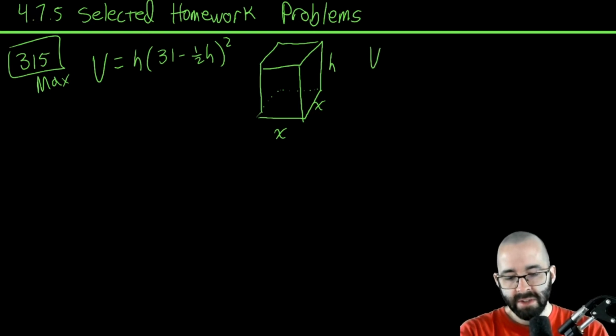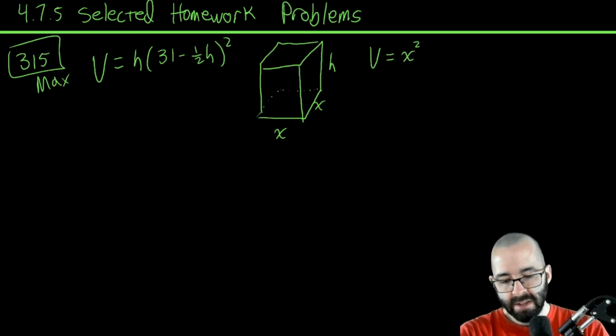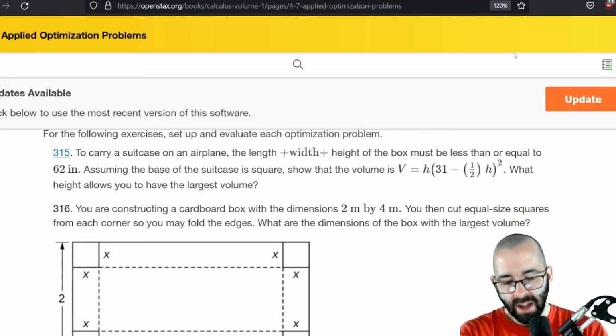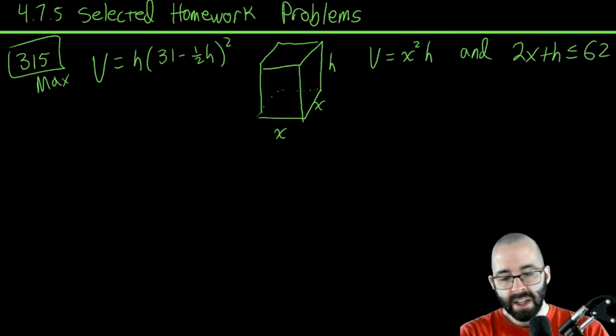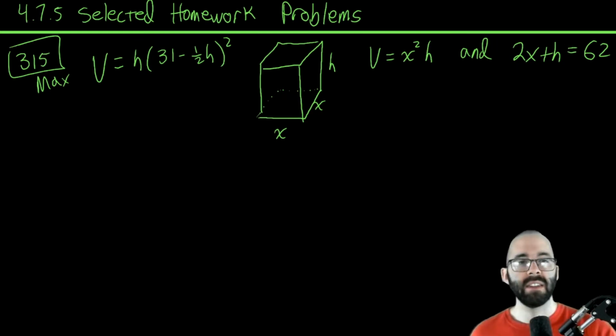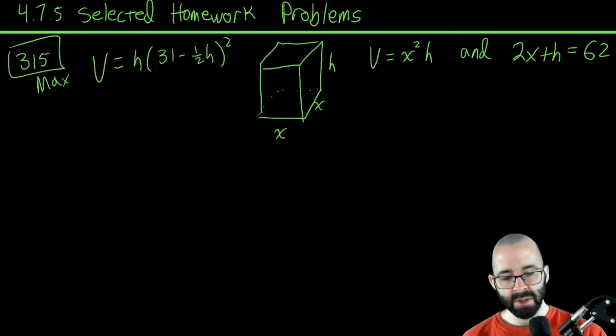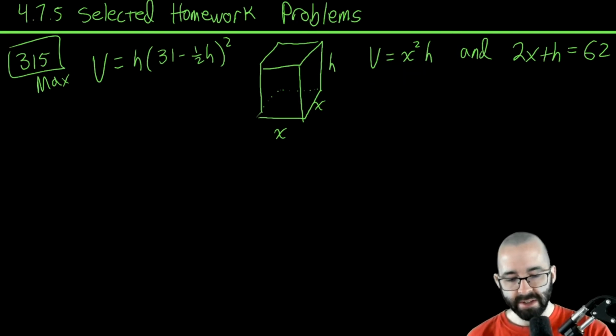We know that the volume of this is the area of the base times the height. And we know that if we add all of the length and width and height of the box, it has to be less than or equal to 62. So 2x plus h is less than or equal to 62. And if we want to maximize it, let's just say it equals 62, because we want to maximize it. So, in order to solve this problem, we want to substitute out one of these variables so we can use calculus. So h is 62 minus 2x.